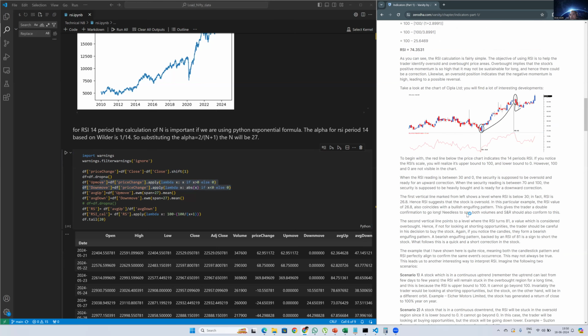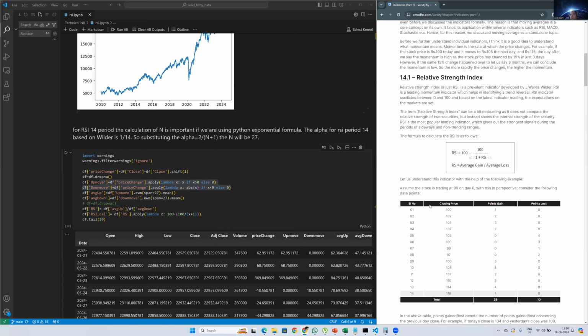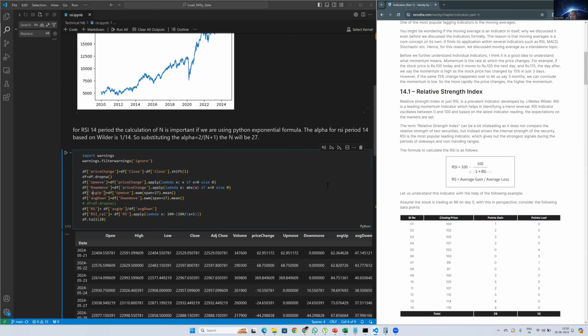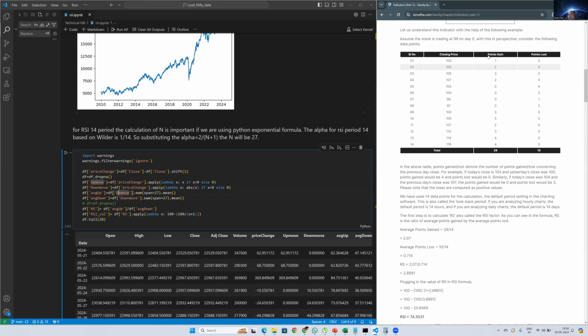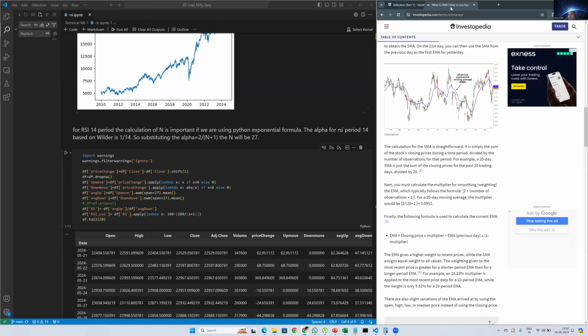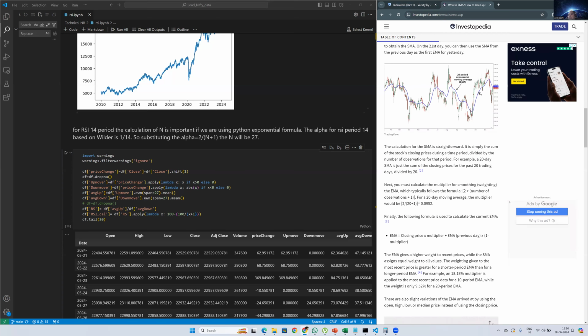So it was done by James Wilder. He's a great mathematician. No need to question him. But yeah, if you are a good mathematician, you can do your own research here and come up with a better measure. But getting back here, we calculate the average up move, and I was trying to find the formula for how to calculate this EMA. It's a good resource paper here from Investopedia.